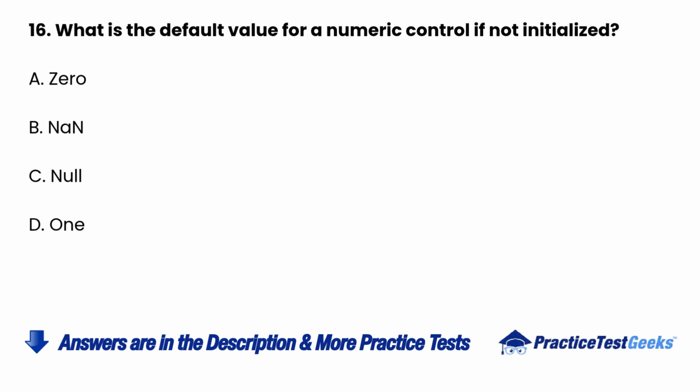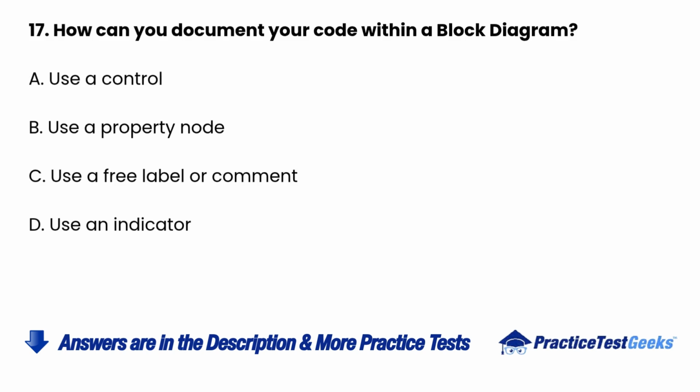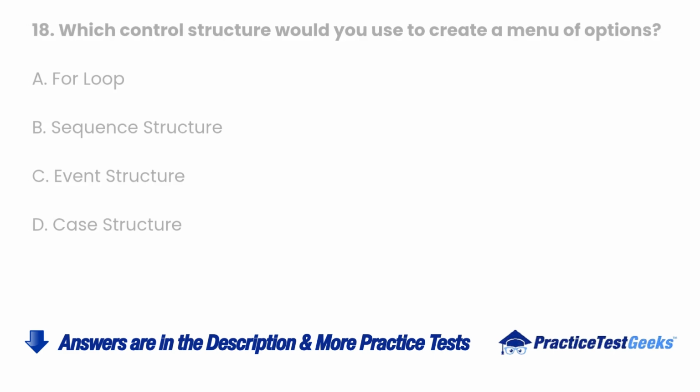16. What is the default value for a numeric control if non-initialized? A. 0. B. NaN. C. Null. D. 1. 17. How can you document your code within a block diagram? A. Use a control. B. Use a property node. C. Use a free label or comment. D. Use an indicator.